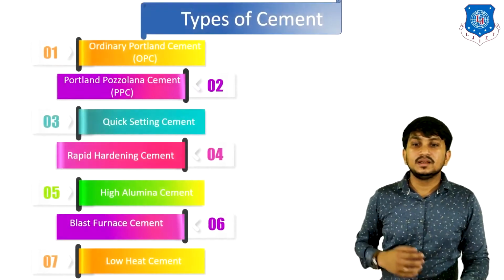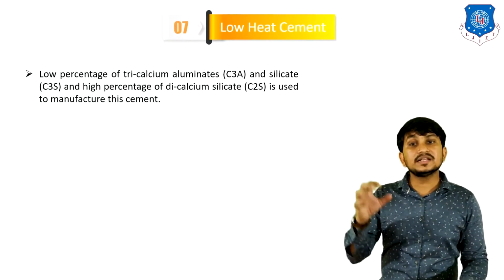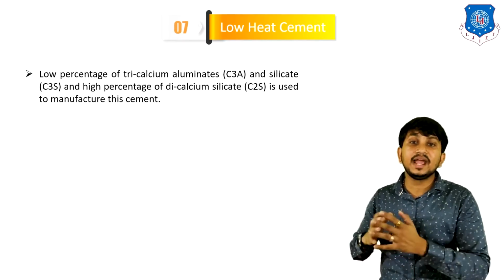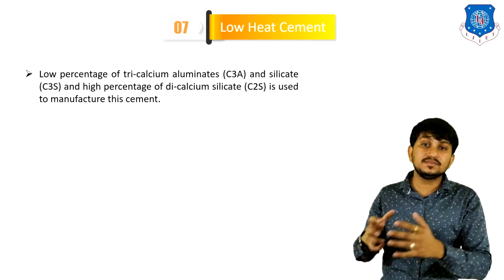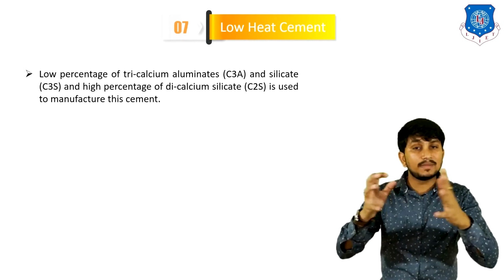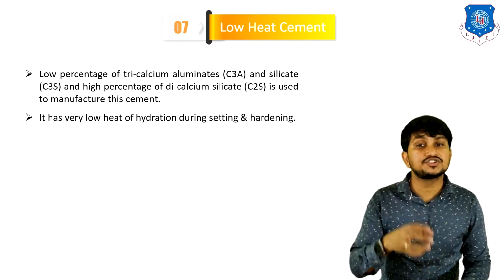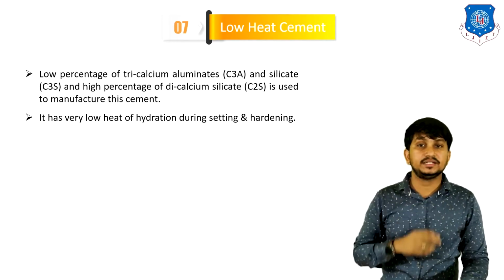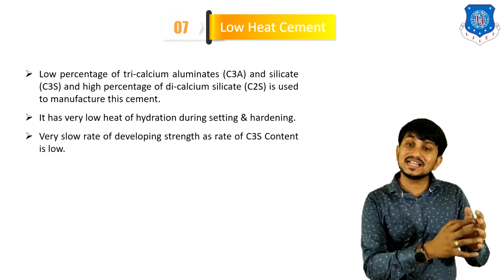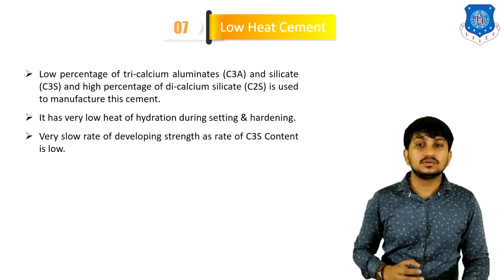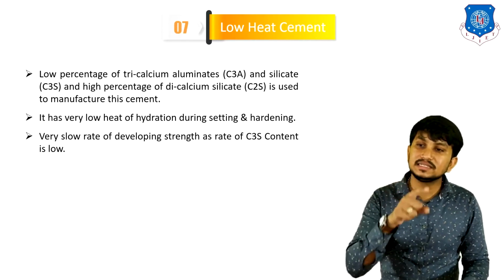The seventh type of cement is low heat cement. Low percentage of tricalcium aluminate C3A and tricalcium silicate C3S and high percentage of dicalcium silicate C2S is used to manufacture this low heat cement. It has very low heat of hydration during setting as well as hardening. Very slow rate of developing strength as C3S content is very low. So developing strength is very slow compared to OPC because of this C3S content.